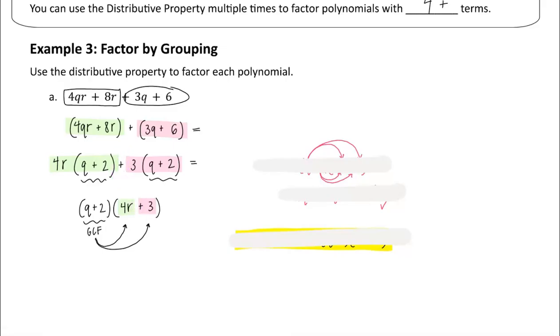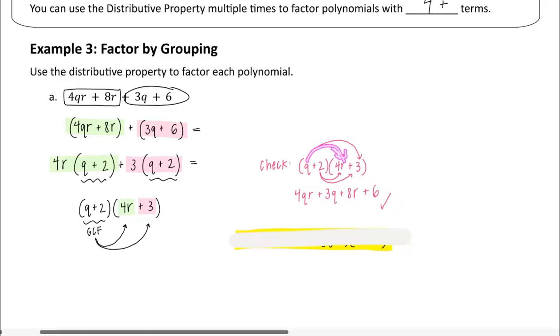Now, you can always also check your work by distributing it out. You know that you should distribute the Q to both terms first, and then distribute the 2 to both terms second. And you'll notice that this is equal to what we started with, so we know we got it right. Therefore, this is our final answer. The factored out form is Q plus 2 times 4R plus 3.